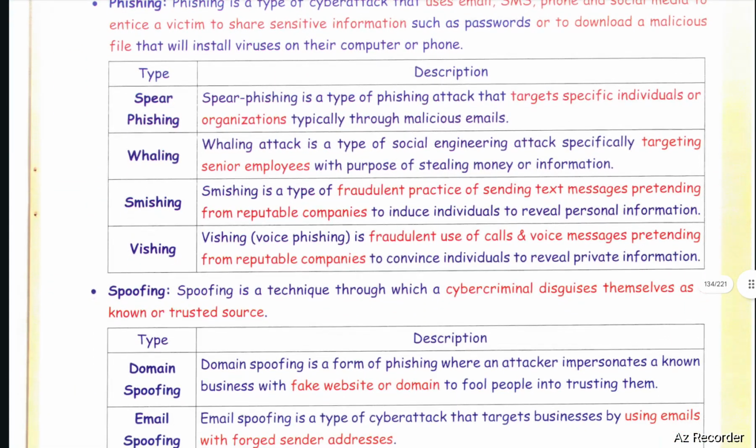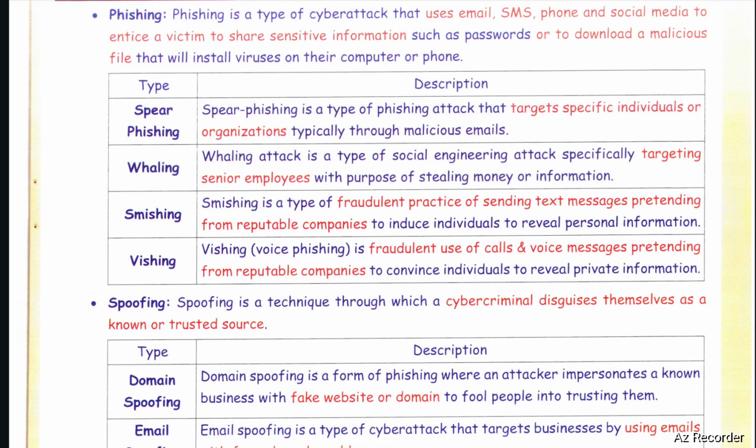Next, phishing. Phishing is a type of cyber attack that uses email, SMS, phone, or social media to entice a victim to share sensitive information such as passwords or to download a malicious file that will install a virus on their computer or phone. Following are the types of phishing: spear phishing, whaling, smishing, vishing. Spear phishing. Spear phishing is a type of phishing attack that targets specific individuals or organizations, typically through malicious emails. Whaling. A whaling attack is a type of social engineering attack, specifically targeting senior employees with the purpose of stealing money or information.